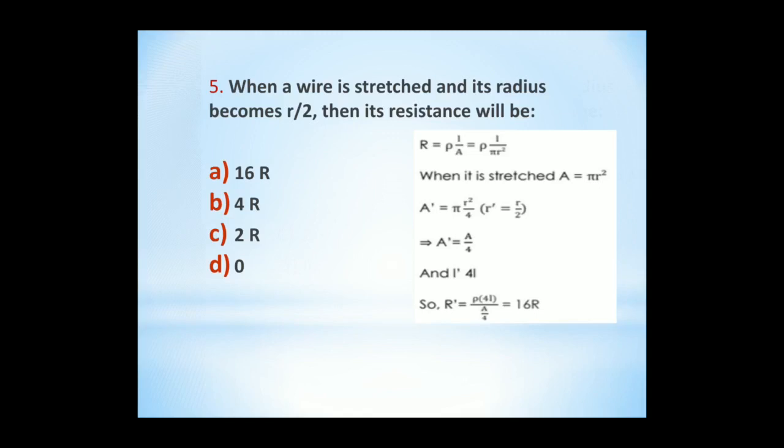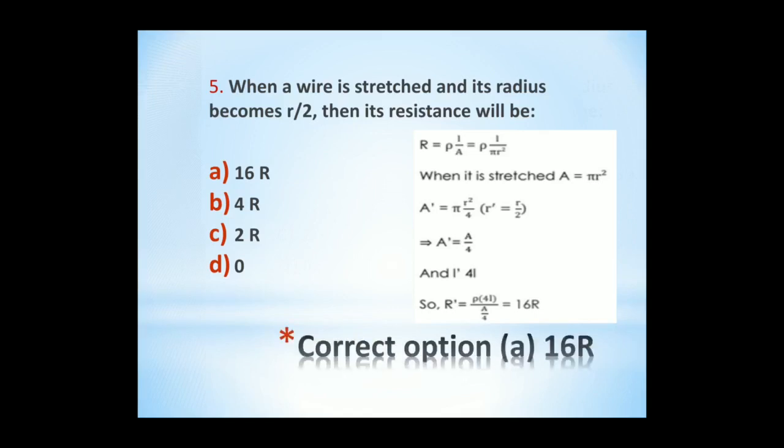By putting this value of A prime and L prime in the relation that R is equals to rho L by A, we get R prime is equals to rho into 4L over A by 4. So at the end we have R prime is equals to 16R. So correct option is A, 16R.